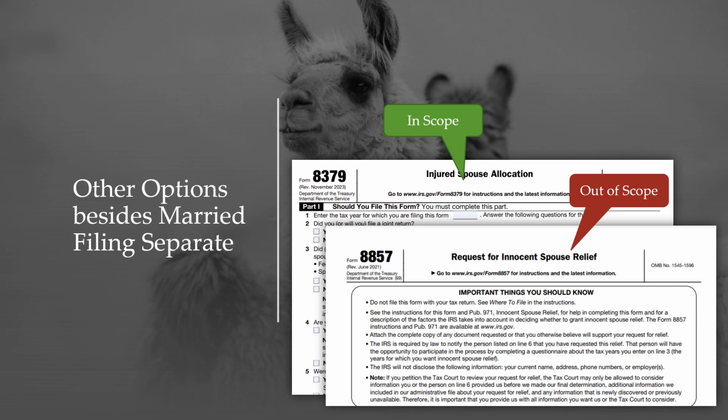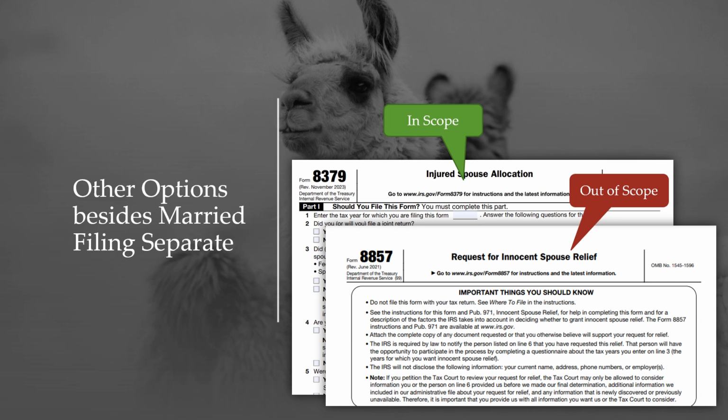In the case where one spouse has not been honest about their tax situation, there is request for innocent spouse relief, Form 8857. That is not filed with the original return. It is assumed that if one of the spouses has reason to believe that the other spouse is not going to be honest, they would file separately at the time. They would not file the joint return. So this other form, the 8857, would be filed later at the time that the dishonesty was found out.